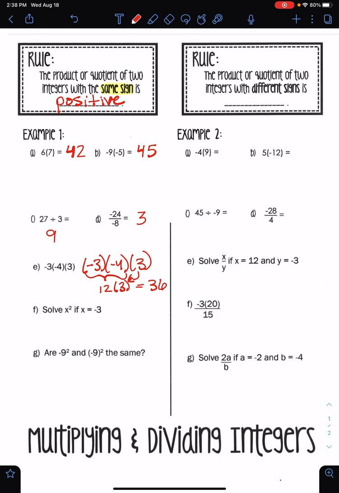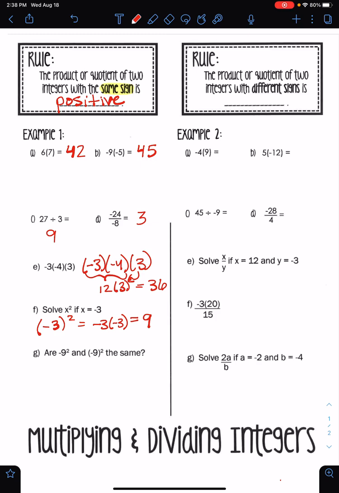For example F, we have an exponent there, x squared. So if x is negative 3, then negative 3 squared means we're doing negative 3 times negative 3. They have the same sign, so the answer is 9.